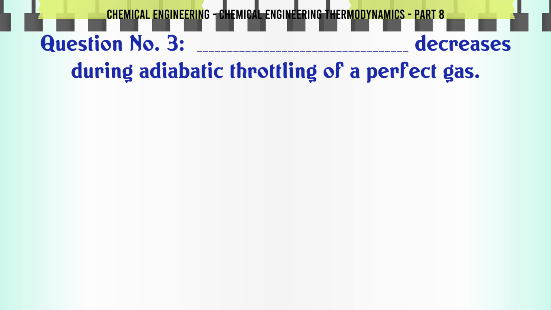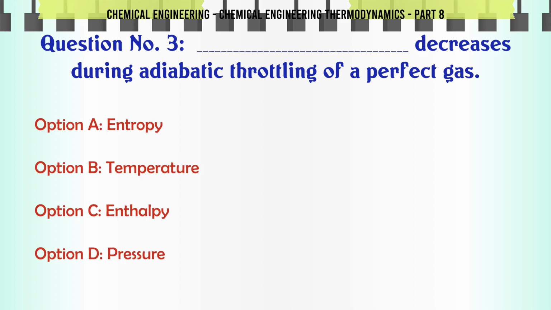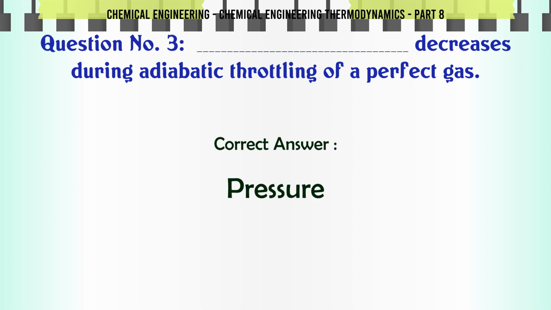Which decreases during adiabatic throttling of a perfect gas? A. Entropy. B. Temperature. C. Enthalpy. D. Pressure. The correct answer is pressure.